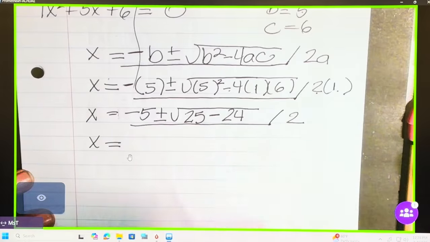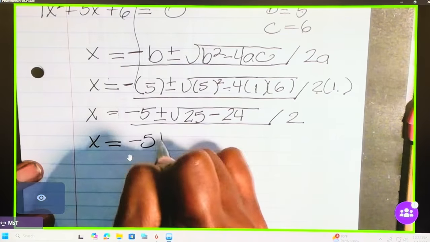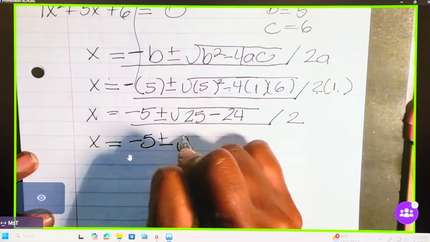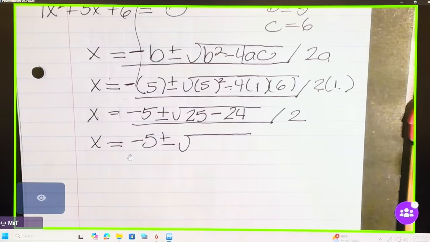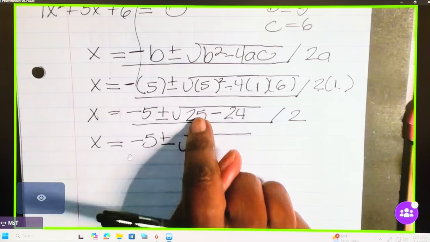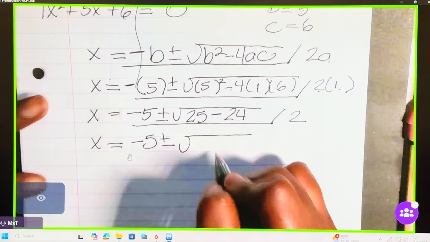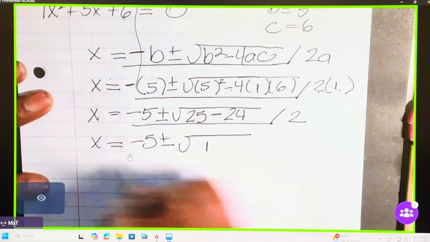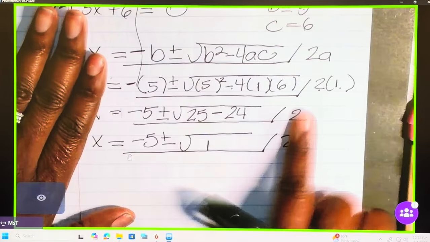All right, so now we got negative 5 plus or minus. Still got this square root. Why do I still have the square root? Because it isn't simplified yet, right? Now, what is 25 minus 24? So that's what goes in there. All over 2. Notice my fraction bar is not under my x, right? It's under everything else though, right?